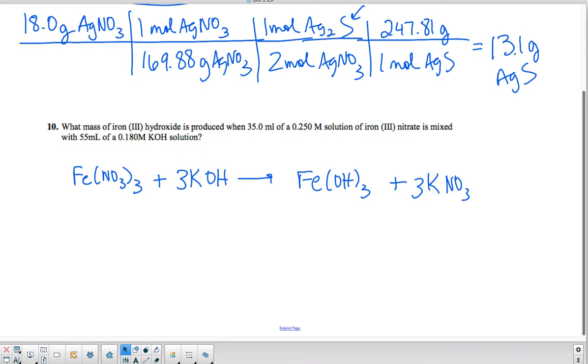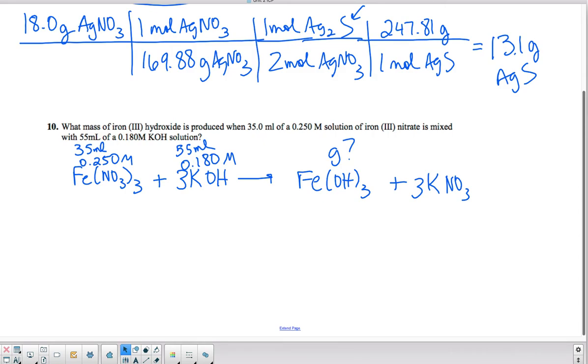So let me jot down the information. I have 35 mL of this at 0.250 molar mixed with 55 mL of that with 0.180 molar. What is the mass of this produced? What do you think the first step of this problem is? Yeah, we got to find the limiting reagent because we have 2 different molarities and 2 different amounts. So just think back to finding limiting reagent. What did we always have to find first? Moles. So now we're finding moles, but we're using just different things to find moles.